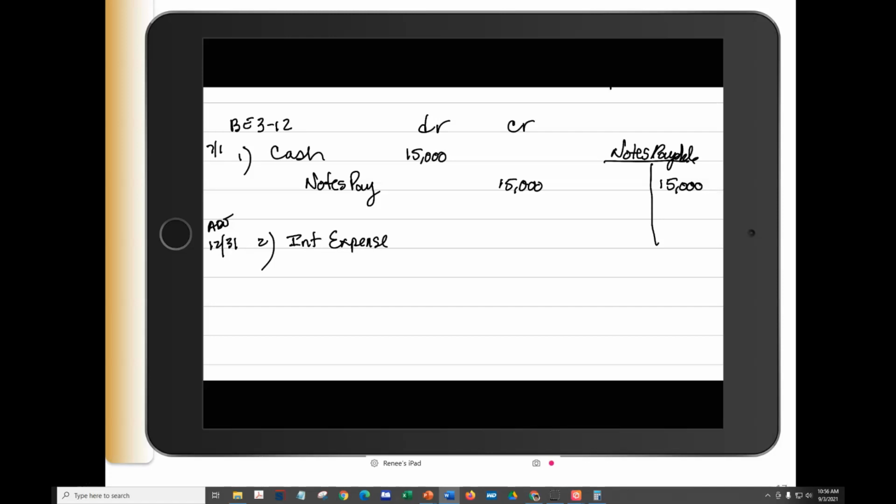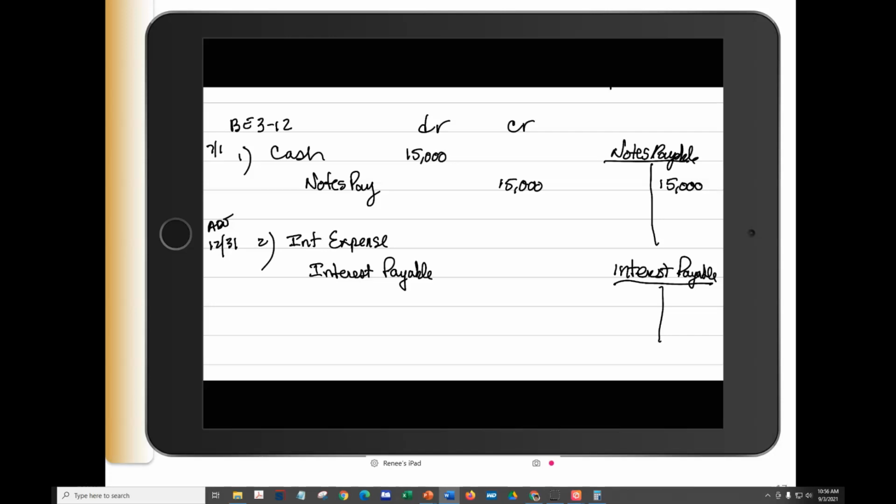And I'm not going to add it to the notes payable. Instead, we don't want to mix up the actual balance on the note with the interest balance. So we will create another account called interest payable. Okay? We do not combine them. So we will credit an account called interest payable. How much?